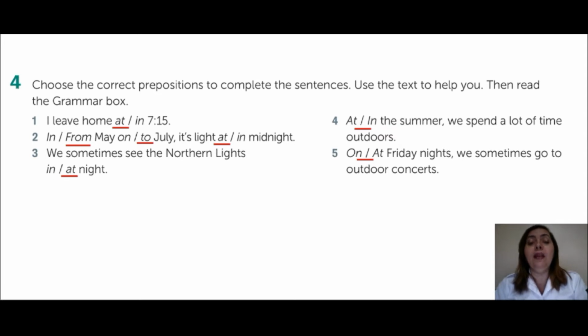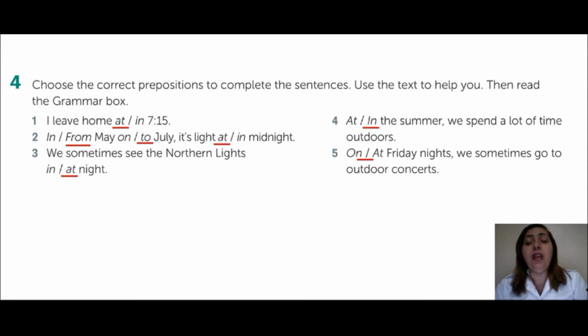Okay? Number 4, we say at summer or in the summer. Remember, for seasons, what are the seasons? They are summer, winter, spring, and fall or autumn. And for the seasons, we use the preposition in. Remember that? So in the summer, we spend a lot of time outdoors, right?